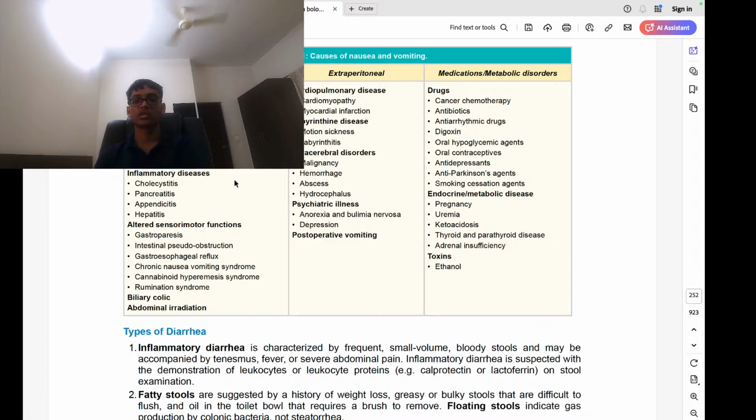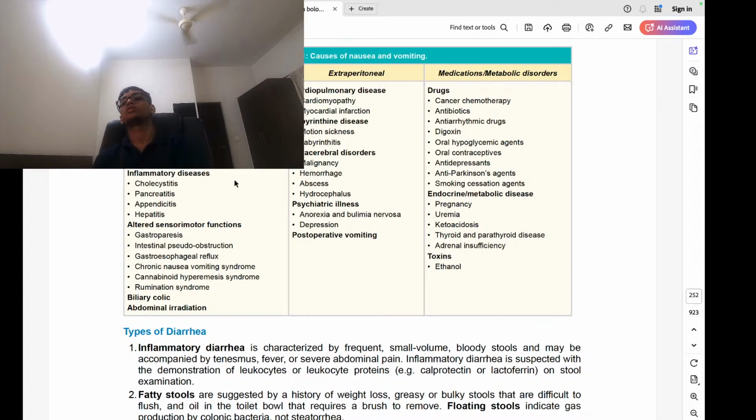colic, abdomen, radiation. Then extraperitoneal: cardiac disease such as cardiomyopathy and myocardial infarction; labyrinthine causes such as motion sickness and labyrinthitis; intracerebral causes such as malignancy, hemorrhage, abscess, hydrocephalus; psychiatric illness such as anorexia, bulimia nervosa, depression; and postoperative vomiting. Medication or metabolic disorders, drugs: cancer chemotherapy, antibiotics, antiarrhythmics, digoxin, oral hypoglycemic agents, oral contraceptives, antidepressants, anti-Parkinson's, smoking cessation agents.